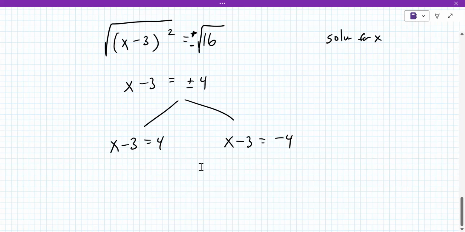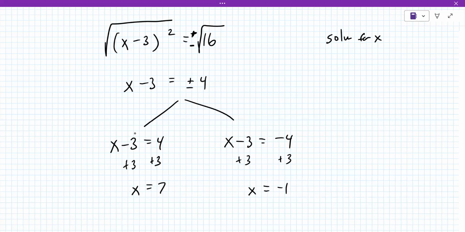So I guess we would subtract 3 from both sides, or it's already subtracted. So how do you undo subtraction? We would add 3 to both sides. x minus 3 equals 4, plus 3, plus 3. x equals 7. And on the other, plus 3 to both sides: -4 plus 3, so x equals -1.